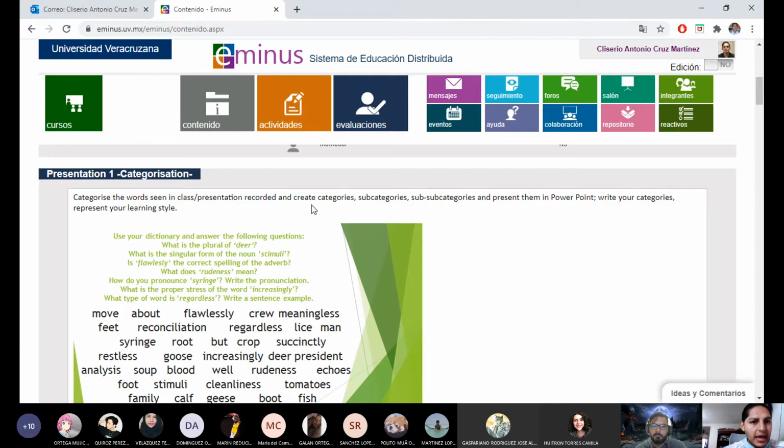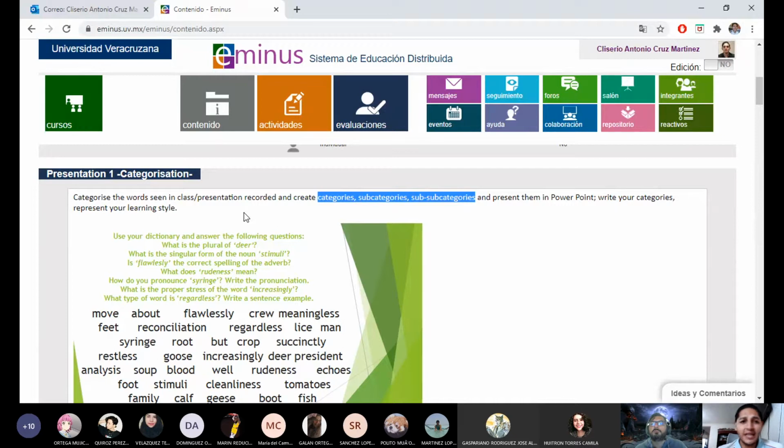Record them and create categories, subcategories, and sub-subcategories. Okay. You can use any kind of structure or scheme. You could use a PowerPoint presentation, Prezi, an infographic, Canva, or Padlet, or Mindmeister, Mindomo, whatever you want. Okay, it's up to you. Write your categories, subcategories, and sub-subcategories. It's up to you.